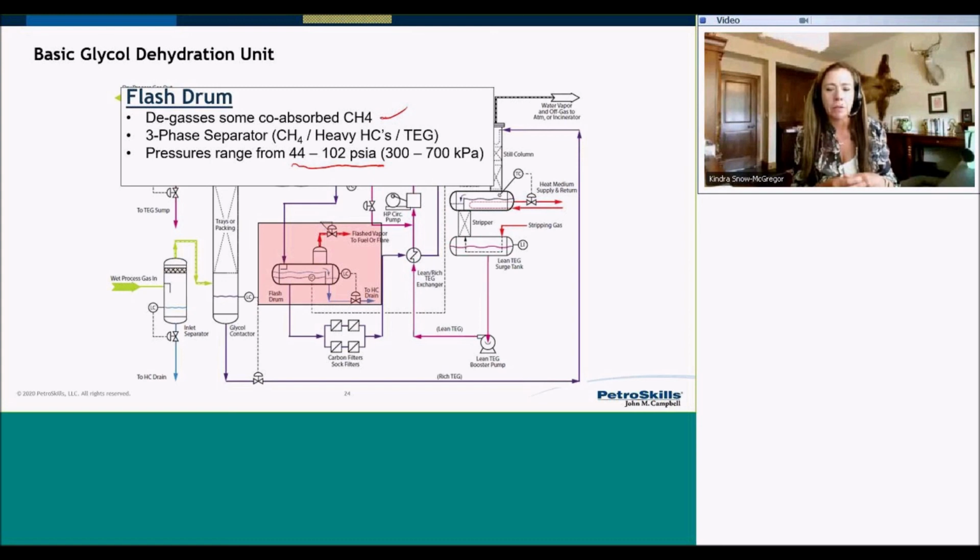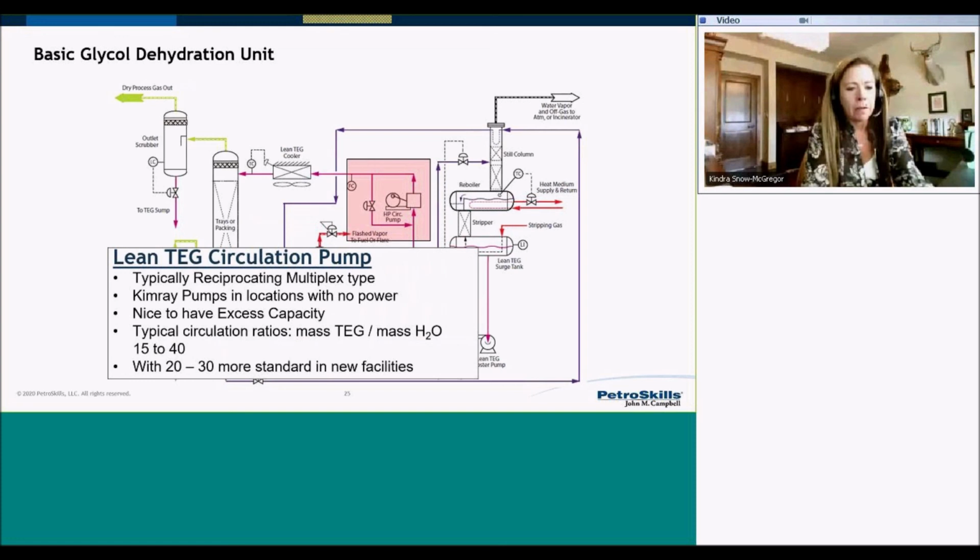All right. As far as my lean TEG circulation pumps, notice these are typically reciprocating multiplex type if I have power on site. All right, if I have no power, let's say I'm out in the field somewhere, I don't have any power at site, I can use what's called a Kimray pump. If you guys aren't familiar with that, get on YouTube. There are some pretty cool videos that show you how this pump works. But as far as those pumps, it's really good to have excess capacity, all right?